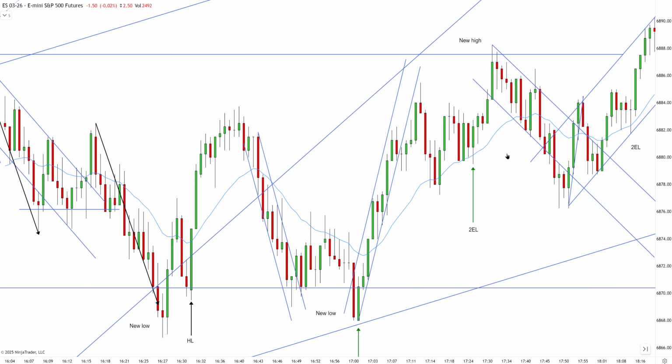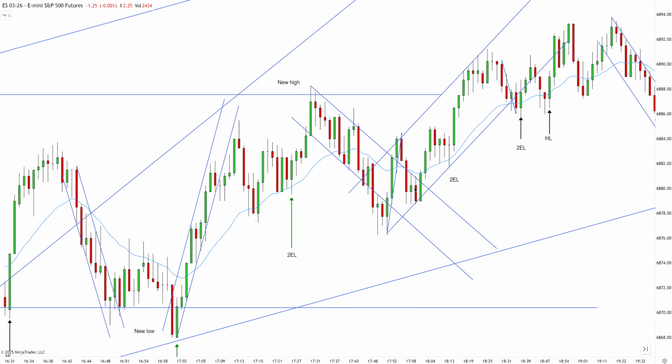Then you saw me taking the second entry long, push to a new high. Everything played out. Then you don't have reversal nor correction. And you have a second entry long here.